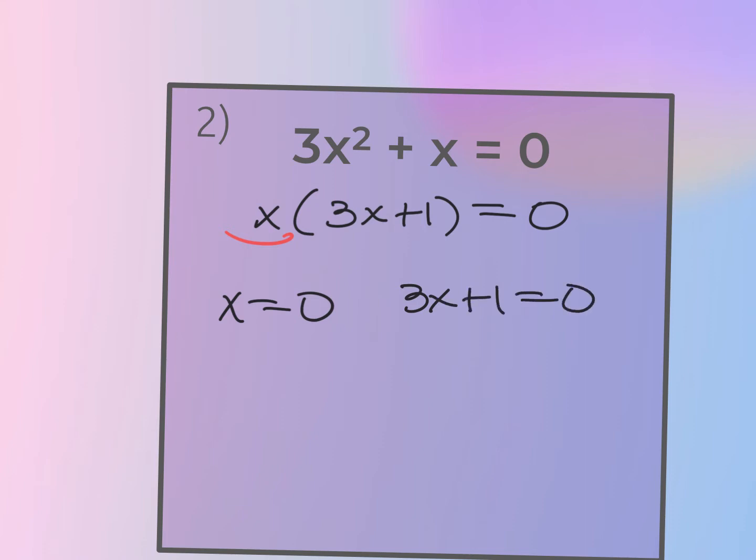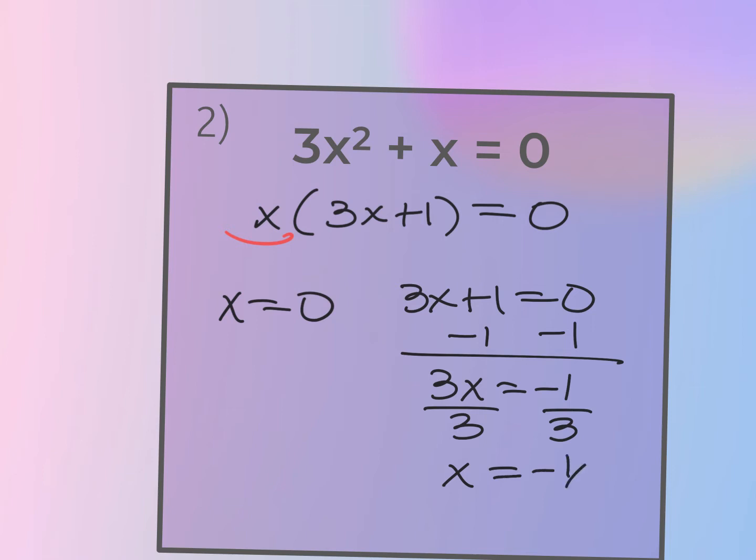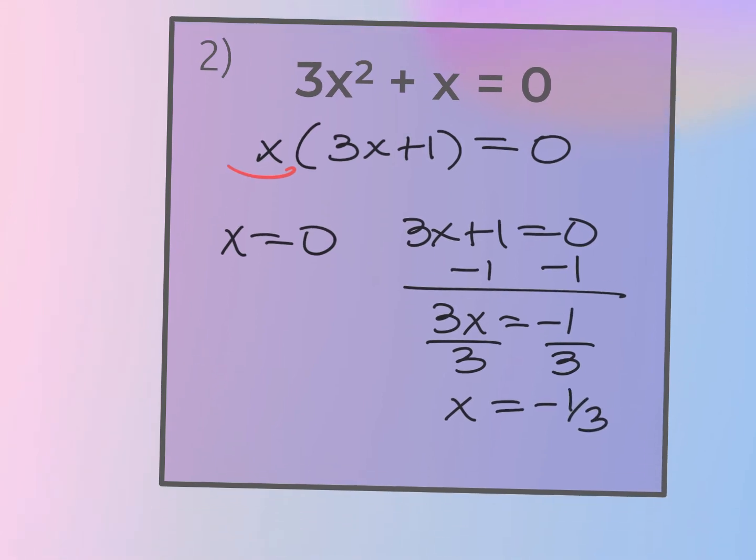The first one's already set and solved. It's x equals 0. That is one of my answers. Subtract 1. 3x equals -1. Divide by 3. And x equals -1/3. So I have two answers here. I have x equals 0 and x equals -1/3. Again, if we were graphing this, it would hit the x-axis at 0 and also at -1/3. Let's try the next one.